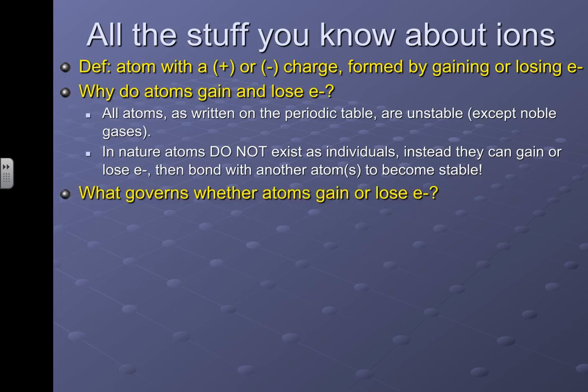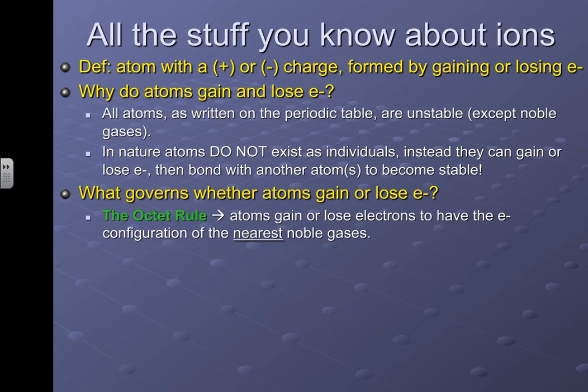Okay, so what governs whether atoms gain or lose electrons? Well, essentially, it's a game of numbers. It all is based on the octet rule, but it's however it's going to get there easiest. So, for instance, aluminum has a choice here. Aluminum could choose to lose 3 electrons, and then it would emulate neon's electron configuration. Or aluminum could choose to gain 5 and be like argon. Well, simple game of numbers. Which is easier, losing 3 or gaining 5?